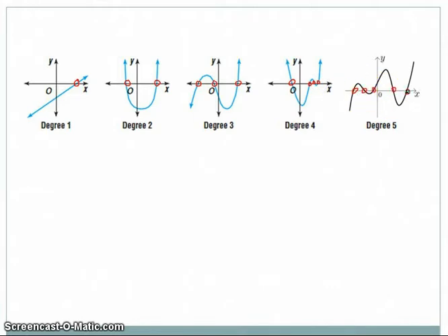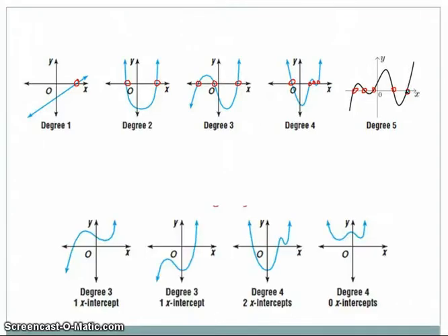Now, is this always the case? Does every degree 5 polynomial have 5 x-intercepts, or pass through the x-axis 5 times? Certainly not. In some cases, let's look at this guy. Here's a degree 3 polynomial. It only passes through the x-axis 1 time, so it has 1 x-intercept.